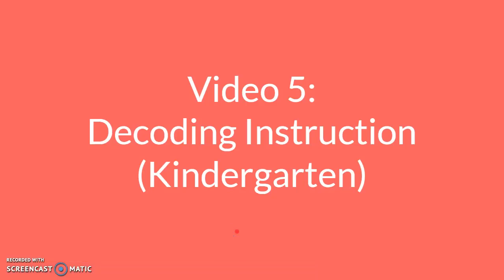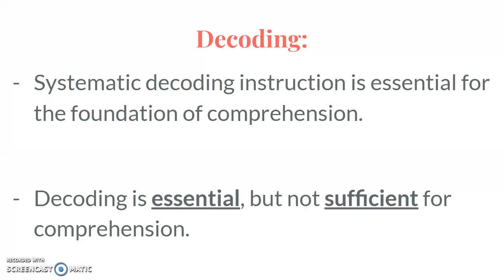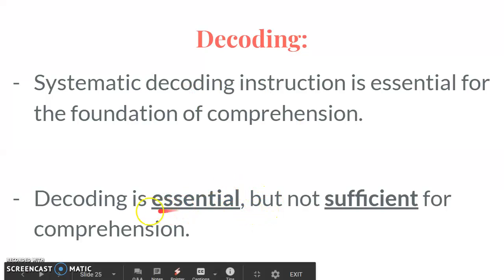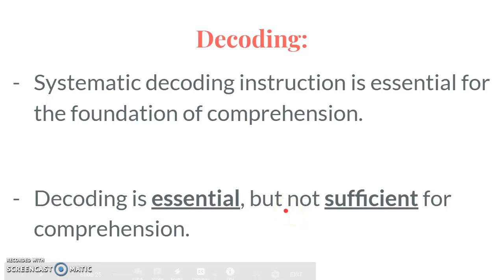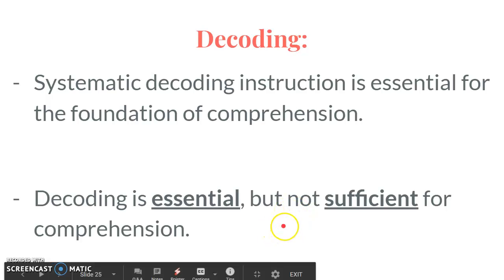And the last video I chose was the decoding instruction for kindergarten. This video, really this part stood out to me, was that decoding is essential, but it's not sufficient for comprehension. In order for comprehension to occur, you also have to have the vocabulary skills, language skills, and background knowledge, but decoding is an essential part of comprehension.